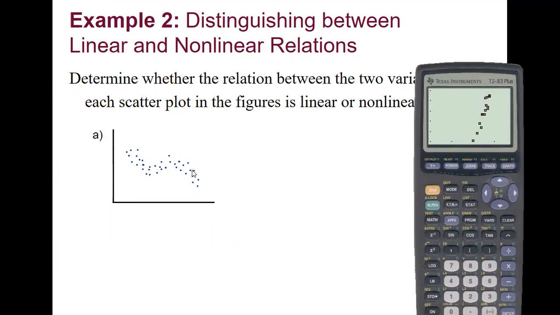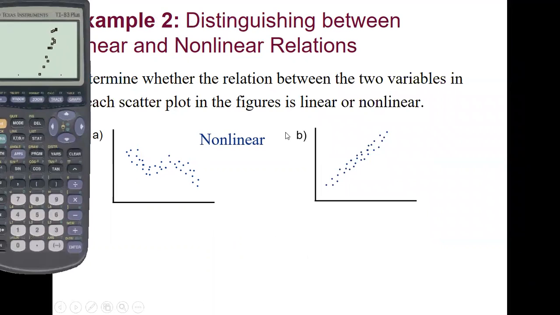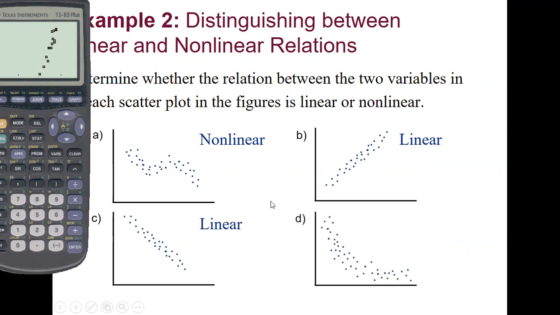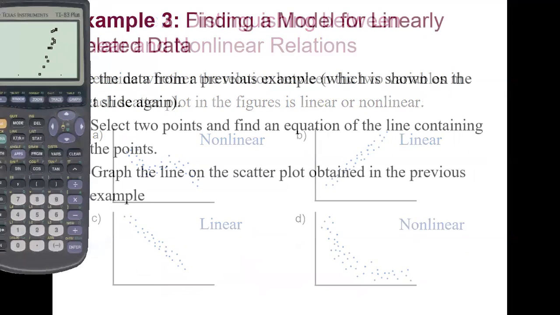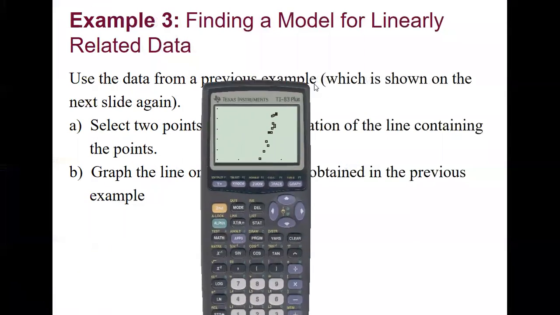So when we're looking at this graph, clearly this is what? Nonlinear, okay? When we look at this one, linear. This one, okay. And this one, perfect. You understand, good job. All right.